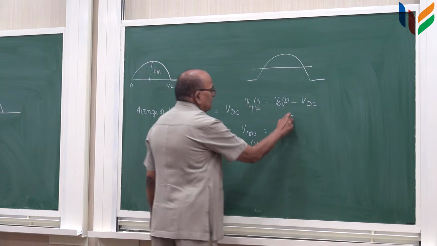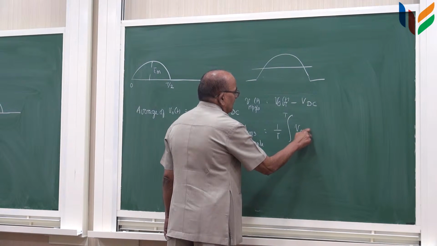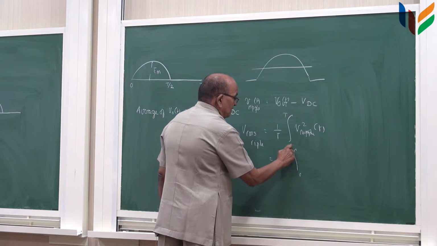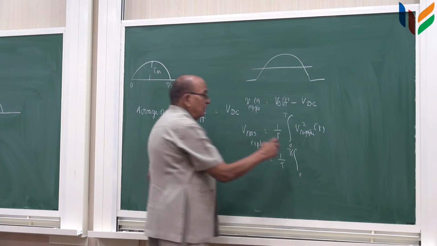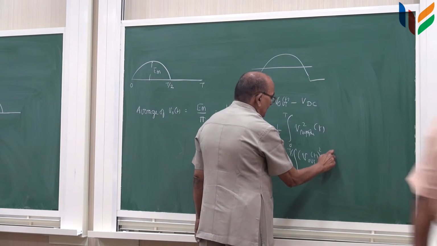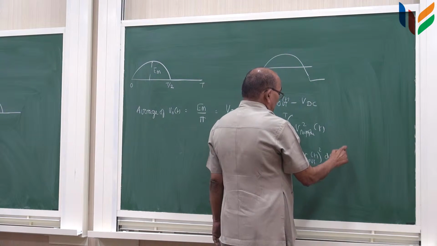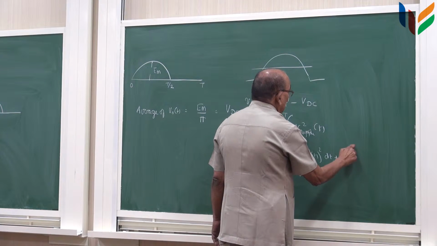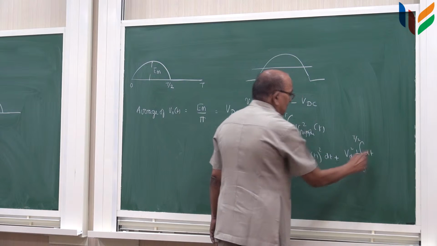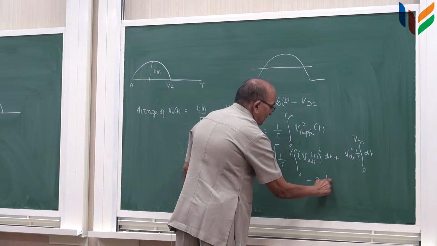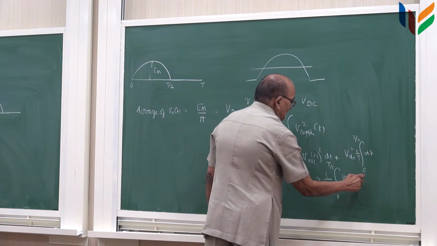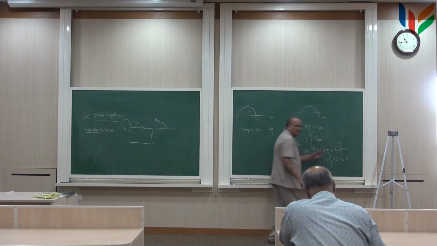it is equal to 1 by T, integral 0 to T, V ripple square dt, which is equal to 1 by T, integral 0 to T by 2, because the other half is 0, of half V out square dt, plus VDC square integral 0 to T by 2, 1 by T dt, minus 2 times 1 by T integral 0 to T by 2 V out into VDC into dt, right? This is the square expansion.